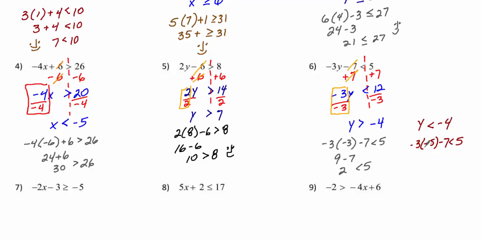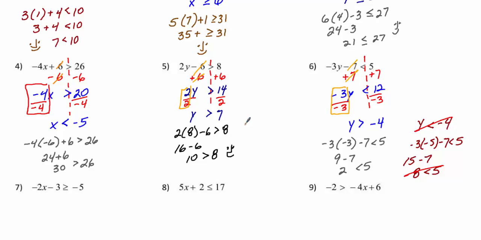Well, negative 3 times negative 5 would be positive 15. 15 take away 7 is 8. Is 8 less than 5? You know it's not. Not true. Have to reverse the signs.